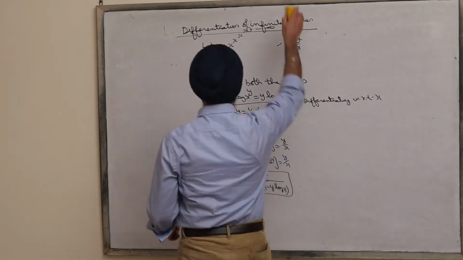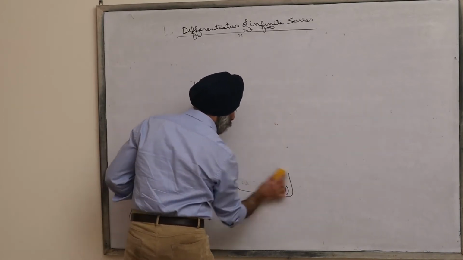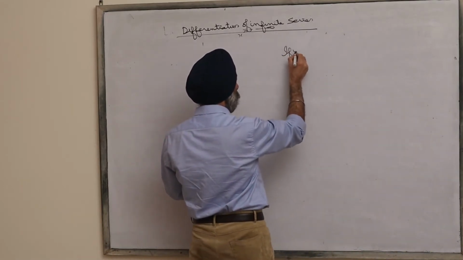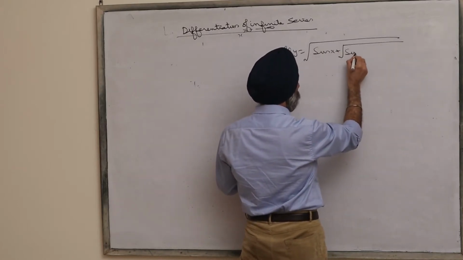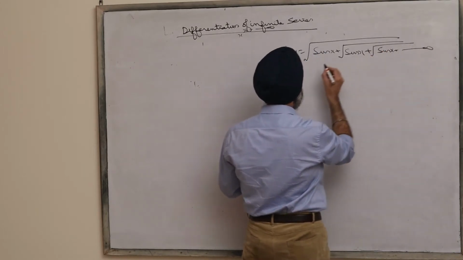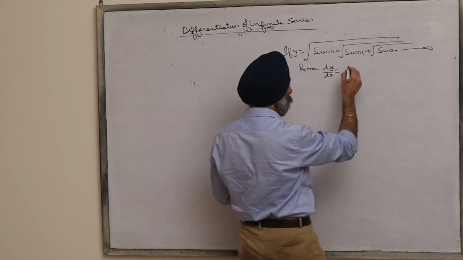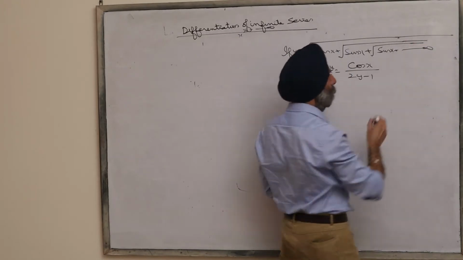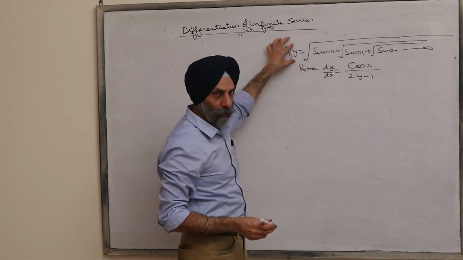Now next is, if y is equal to under root of sin x plus under root of sin x plus under root of sin x and so on up to infinity, then prove that dy over dx is equal to cos x upon 2y minus 1. So the terms are going till infinity. This whole is equal to y.